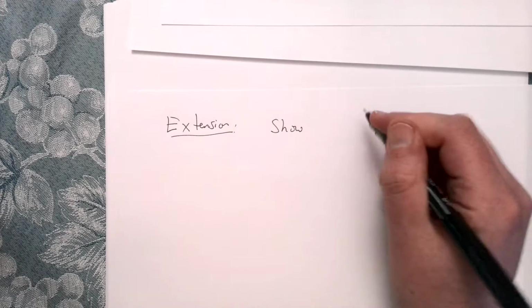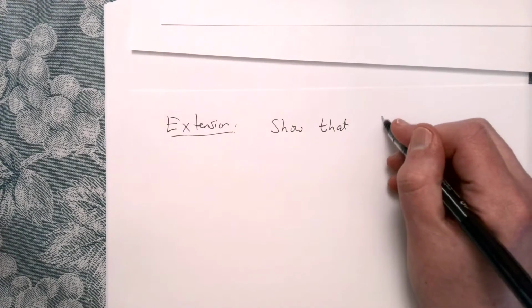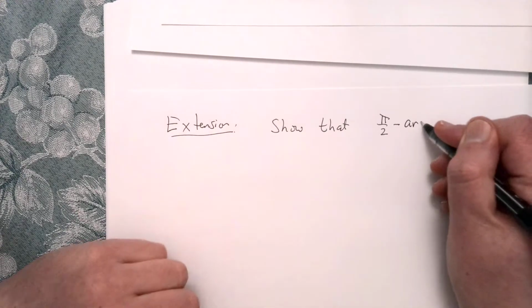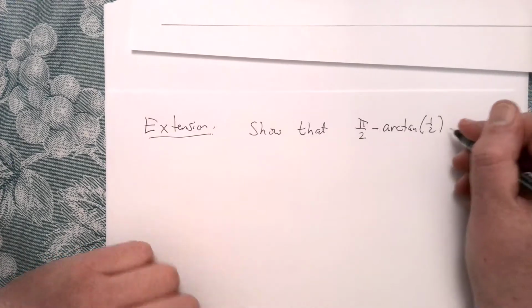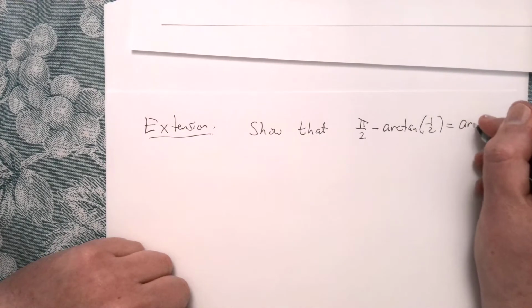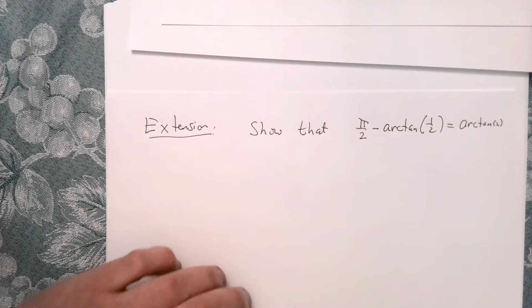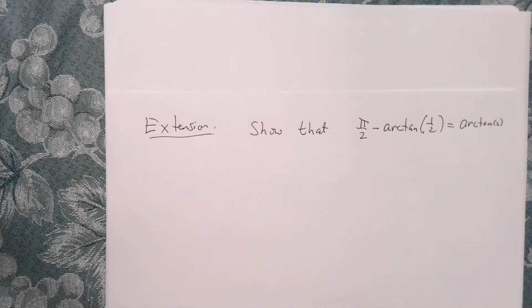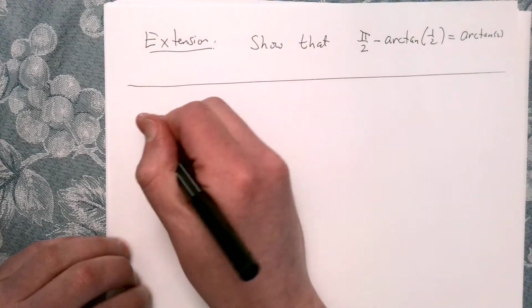Show that pi over 2 minus the arctan of 1/2 is equal to the arctan of 2. So bonus math. Okay, so let's do this using a little bit of Calc 1. I think this will be fun. So let's recall the following.